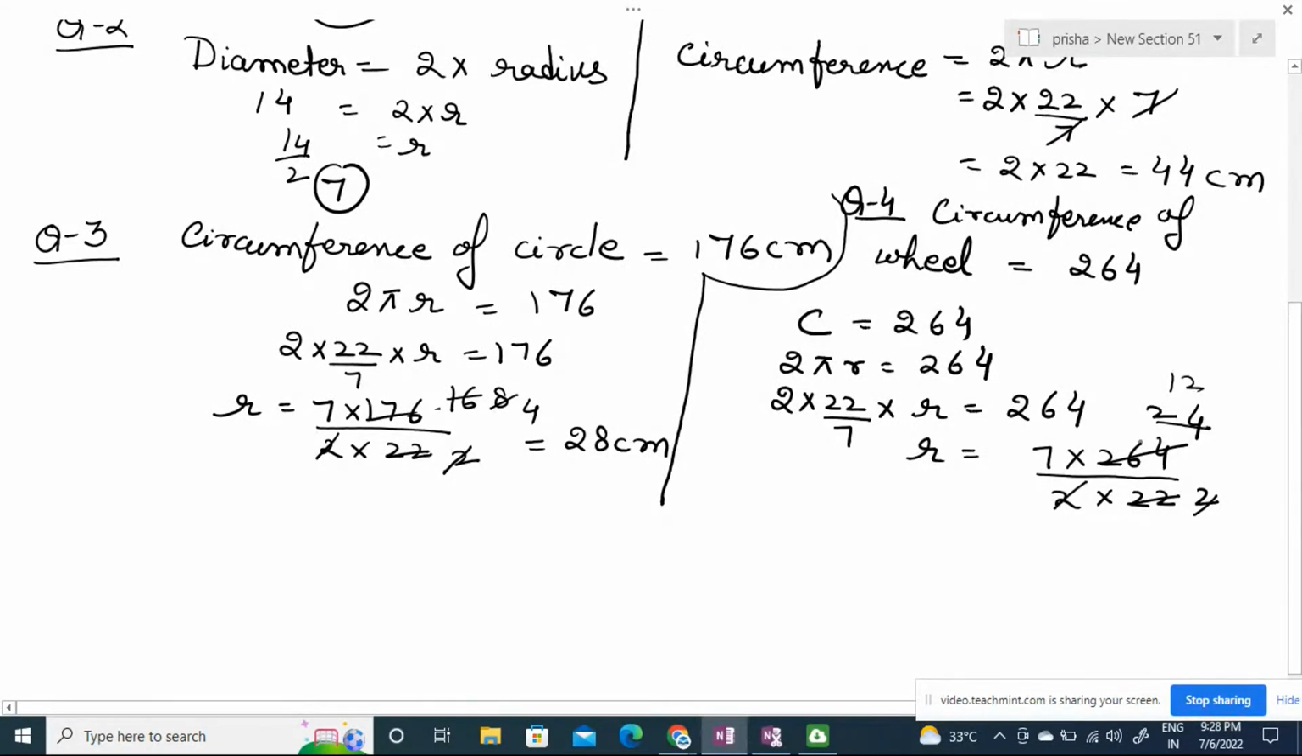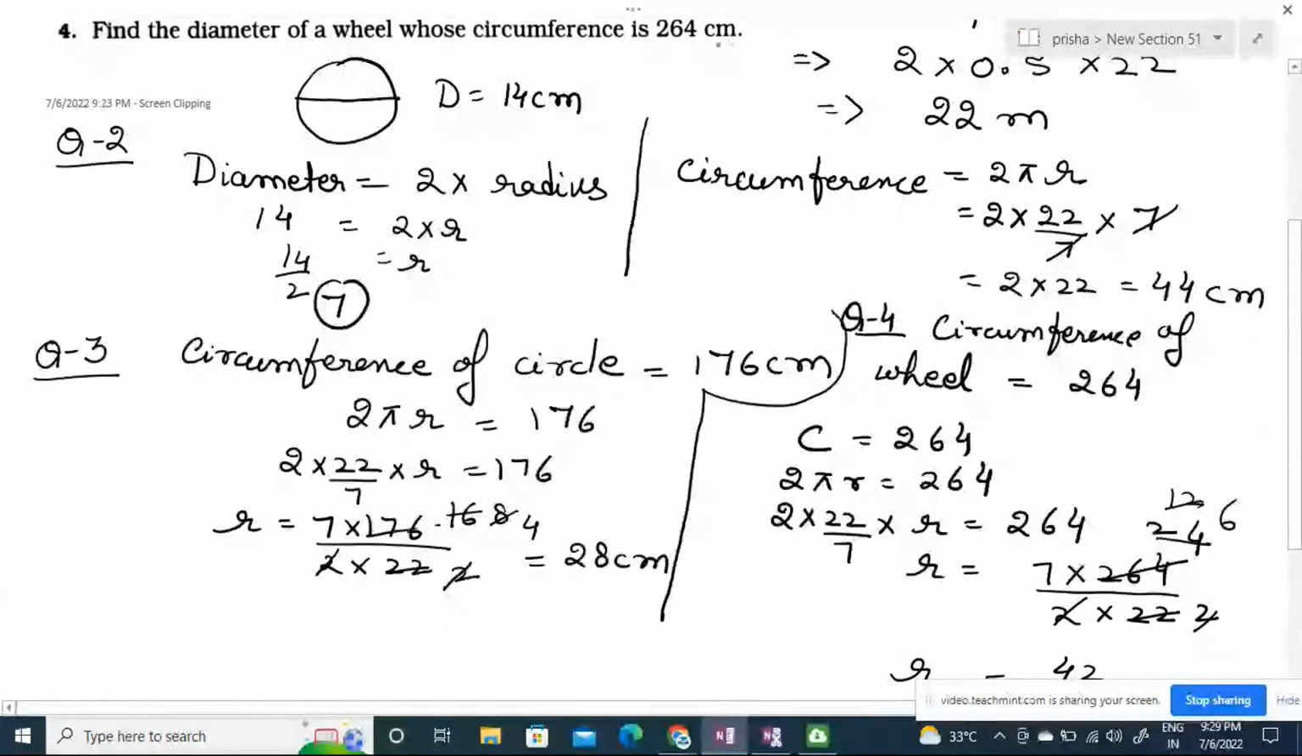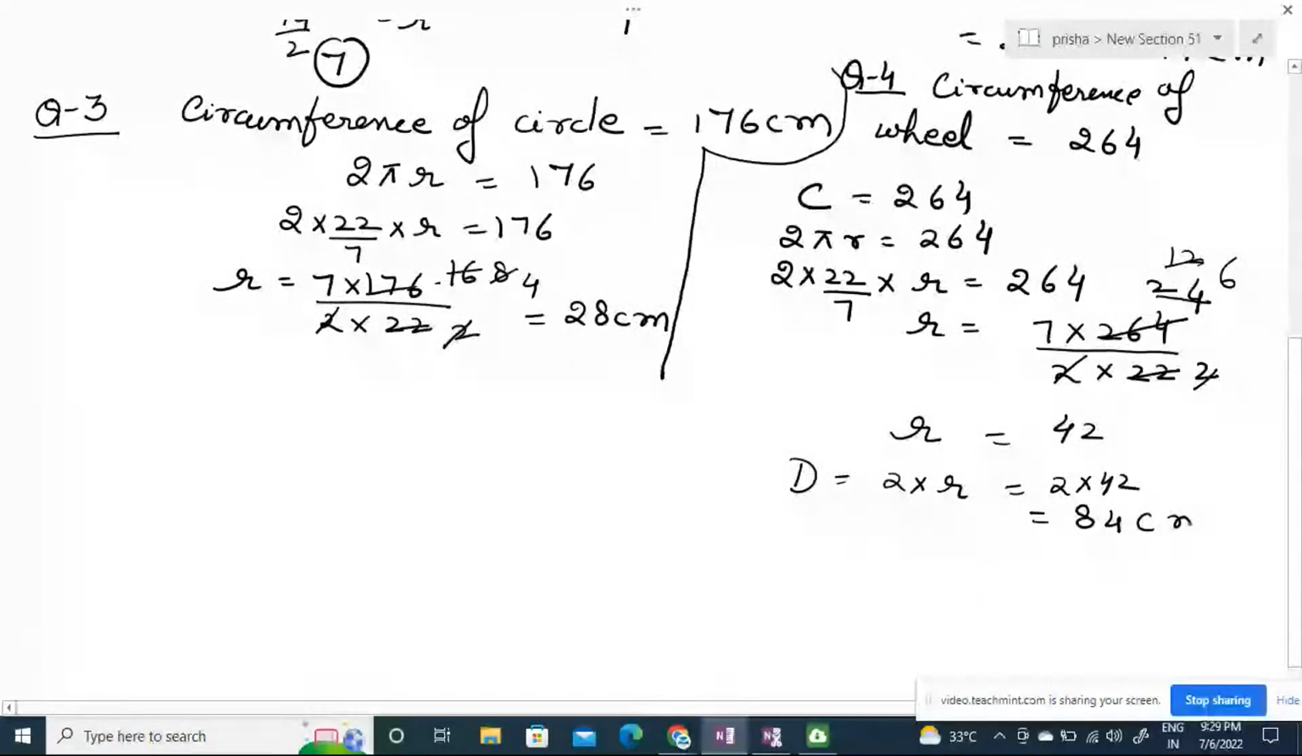And the diameter will be 42 into 2, 84. 6 7s are 42. This is the radius. The diameter is equal to 2 into radius, which is equal to 2 into 42. So we get 84. And we have to just see the units. It is given in centimeter, so we have to write over here centimeter. Understood how to find the circumference of any circle?